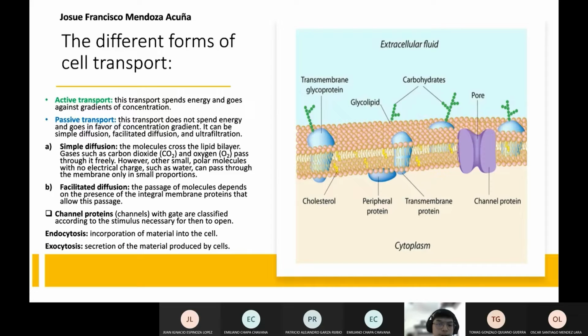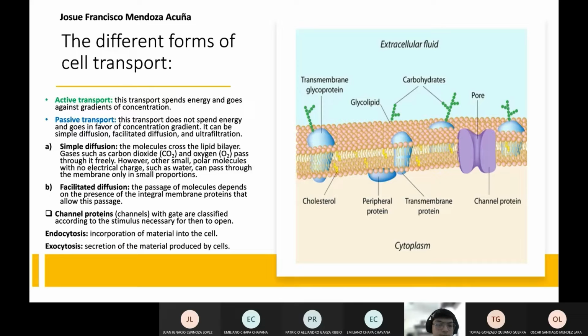Simple diffusion. The molecules cross the lipid layer. Gases such as carbon dioxide, CO2, and oxygen, O2, pass through it freely. However, other small polar molecules with no electrical charge, such as water, can pass through the membrane only in small proportions. Facilitated diffusion. The passage of molecules depends on the presence of the integral membrane proteins that allow this passage.